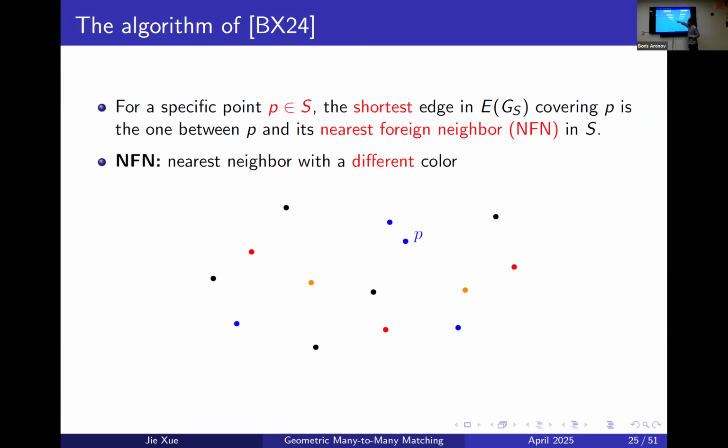So in this example, if you have a P, what is its nearest foreign neighbor? It's this black point. It's not this blue point, although it's closer to P, because it has the same color as P. So this is the notion of nearest foreign neighbor. When you only consider one point and you want to match it, of course, this is the best choice: you just connect it to the nearest foreign neighbor.